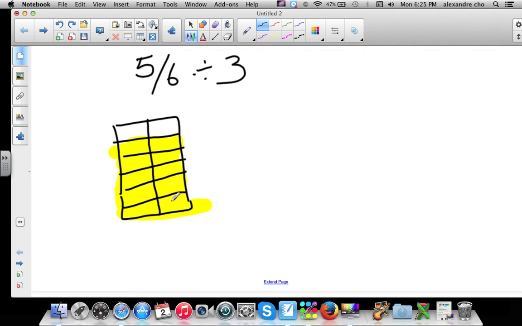Cutting that in half, I create 1, 2, 3, 4, 5, 6, 7, 8, 9, 10. Well, I have 10 pieces now and 3 people. That's still not going to work, because 10 divided by 3 doesn't really work evenly.